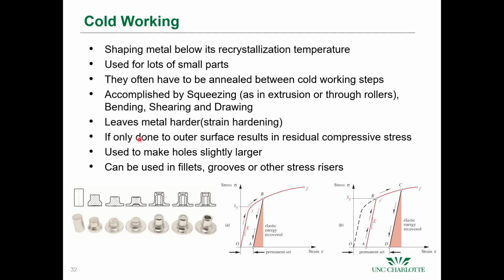If you do this only to the outer surface, say like in cold rolling, which they do in steel mills, then you can produce residual compressive stresses. Sometimes they use cold working where you make a hole and you undersize it on purpose so that you can go in there and make it larger with a cold working tool to make that hole stronger. Sometimes this is also done for fillet screws and other places where you have stress risers. So cold working is done to increase the hardness of the material as well.